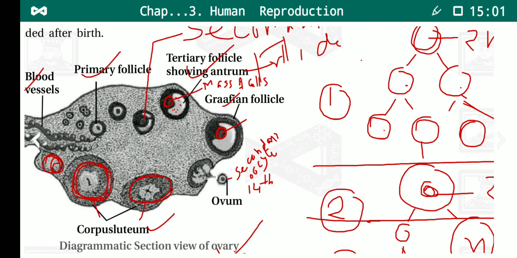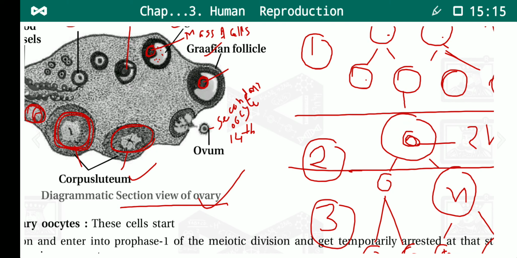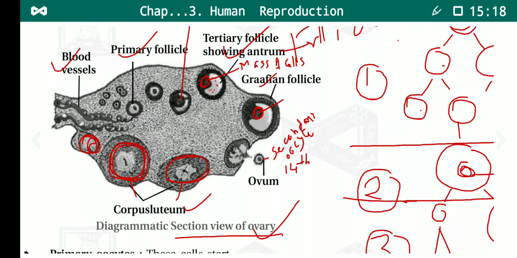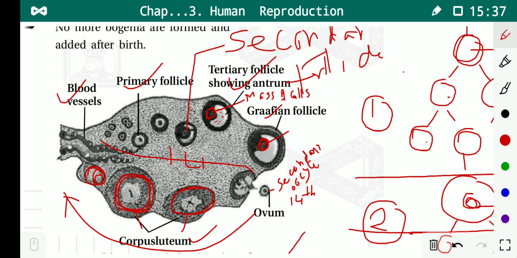So the same things here: first is the oogonia, second are the primary follicles and primary oocytes. This primary oocyte is present here, with enlarged size. This is called the secondary oocyte, up to here. This entire process, from here to here, takes 14 days, and from here to here it takes 28 days.